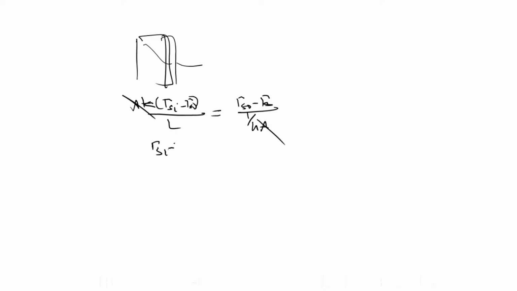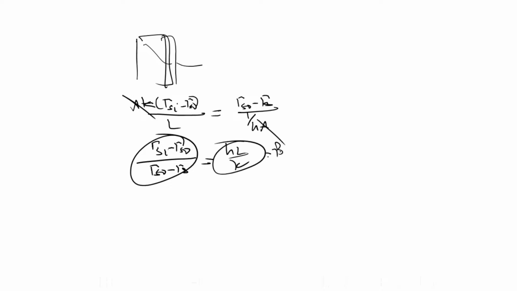Simple steps you can follow here: minus K into (TSi minus TS naught) upon L is equal to (TS naught minus T infinite) upon 1 by H. Area cancels. So simply I got TSi minus TS naught upon TS naught minus T infinite. Sir, that derivation you should do on your own. This simply becomes HL by K, and this is the Biot number.